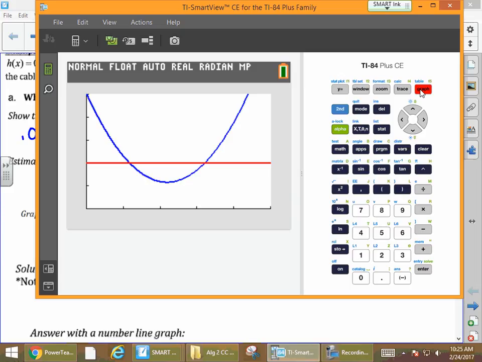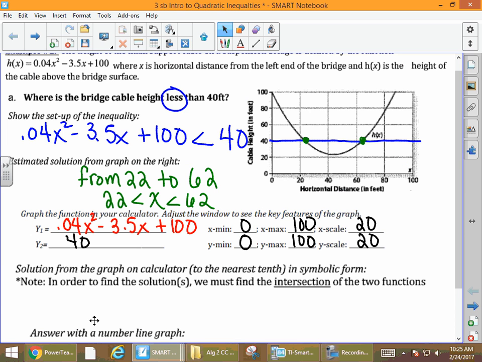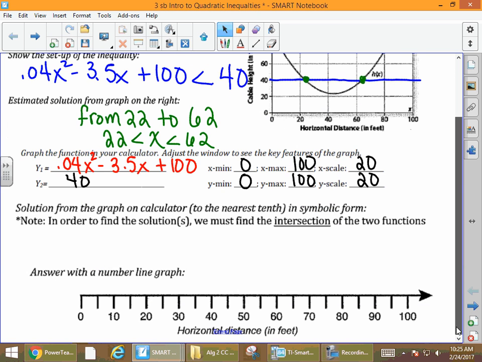So as we look down on our page here, it says solution from the graph. Solution from the graph on the calculator to the nearest tenth in symbolic form. Note, in order to find the solutions, we must find the intersection of the two functions. So in other words, what we're trying to figure out is the x value of the green point, of each of the green points, in fact. What's the x value?